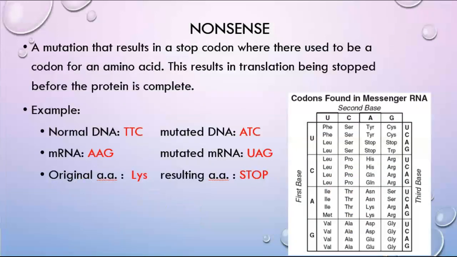Nonsense. Okay, so a nonsense would be instead of coding for lysine, you code for the stop codon, because UAG is specific to stop.